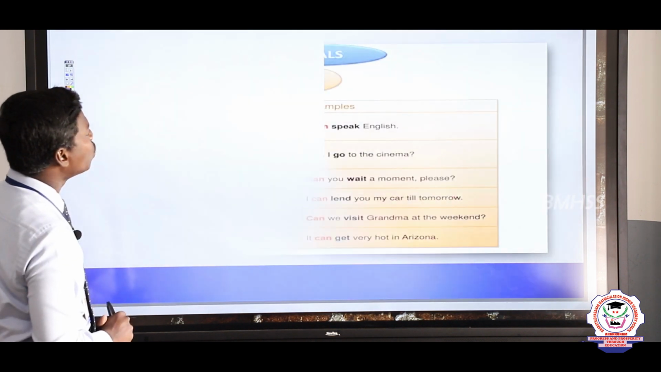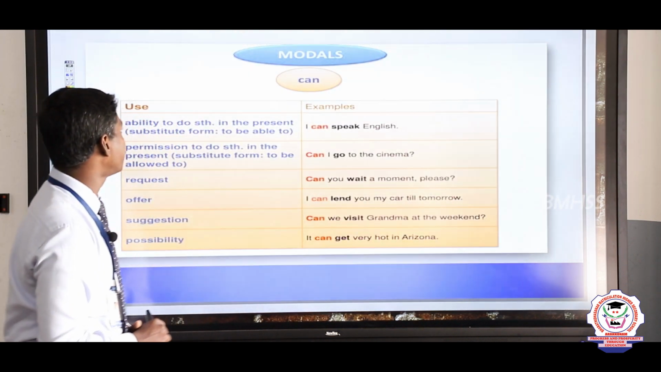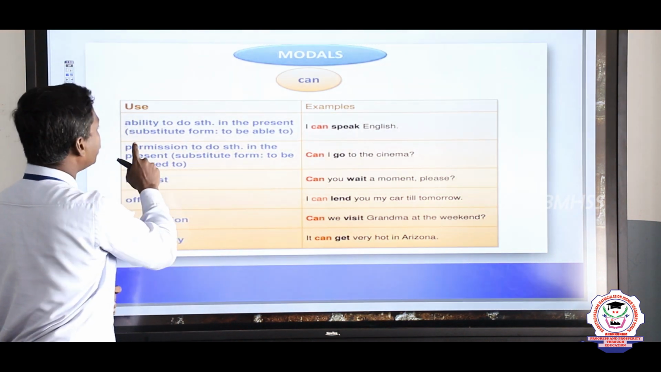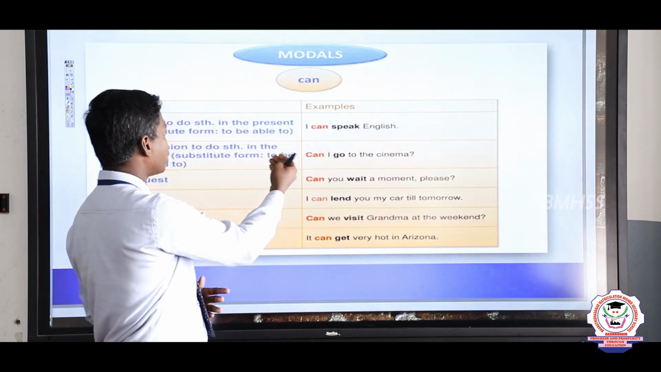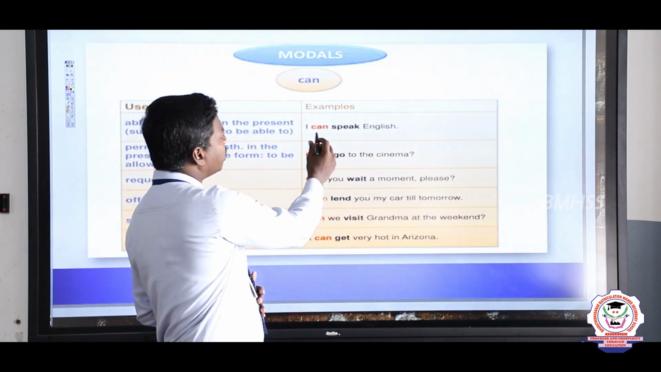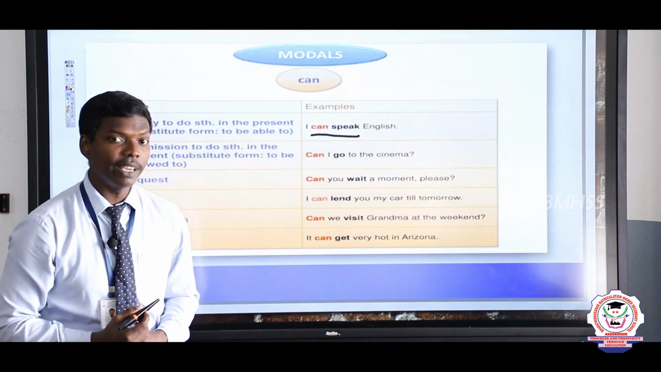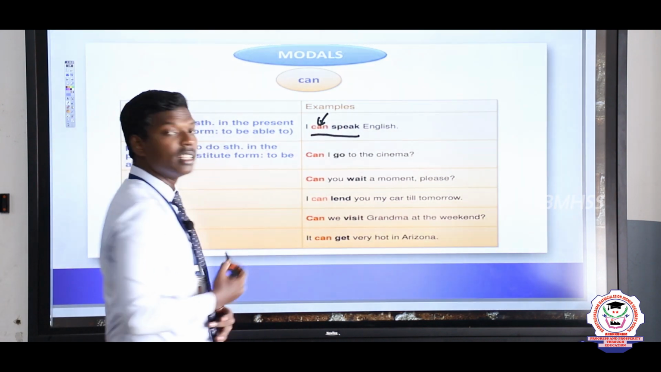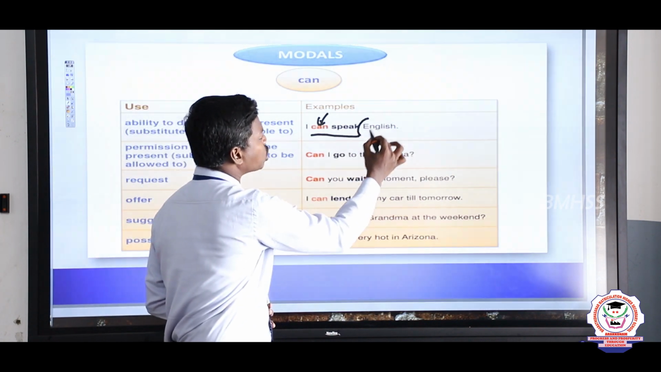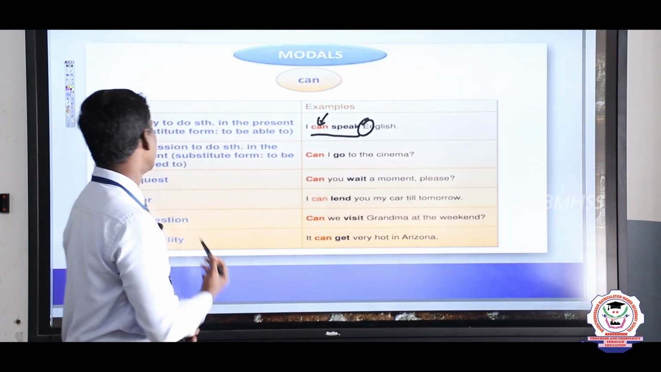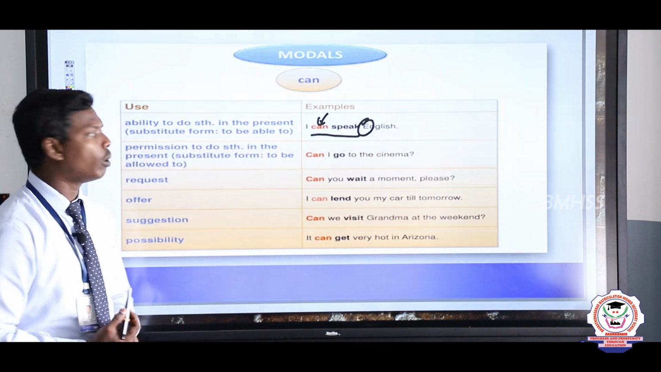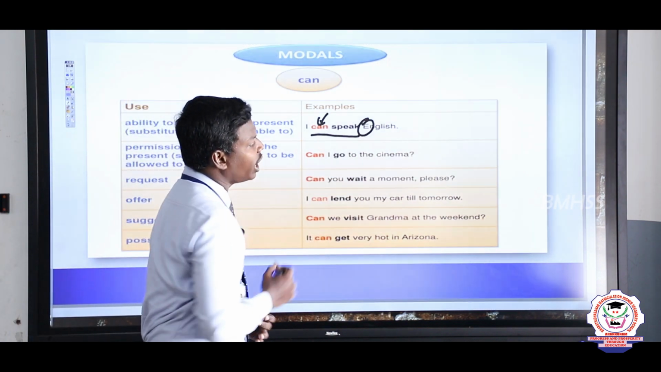Okay, fine. Next, the next part is going to be the usage of modals, dear students. Can, when do we use can? We use can when we talk about the ability to do something in the present. So it is always in the substituted form of be able to. For example, I can speak English. Can is the modal auxiliary verb. Speak is the main verb. English, the E is capitalized because it refers to the names of languages. And whenever you are granting permission also, you can use this in the present form, where we use, can I go to the cinema.